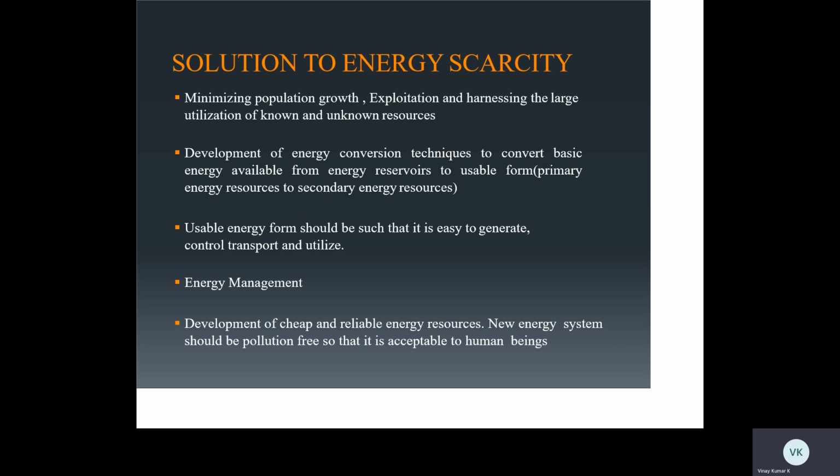And what are the main solutions to this energy scarcity? By minimizing population growth and exploitation, and harnessing large utilization of known and unknown resources, we can minimize the main energy crisis. We can also minimize it by developing energy conversion techniques to convert the basic energy available from energy reservoirs to usable form. So mainly the energy conversion techniques.